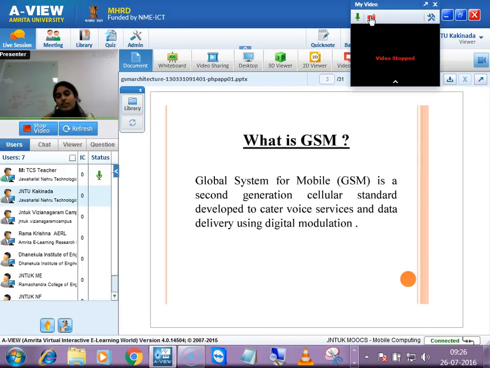When I talk about GSM, the data rate has been increased and for voice services we have got some extra features. How did we get that? So what is the architecture of GSM? Let's see what the architecture is.